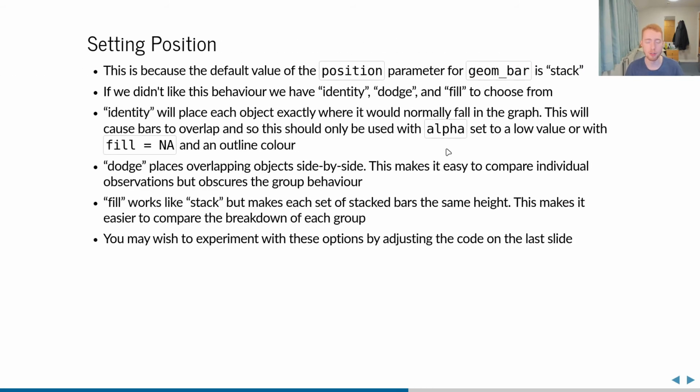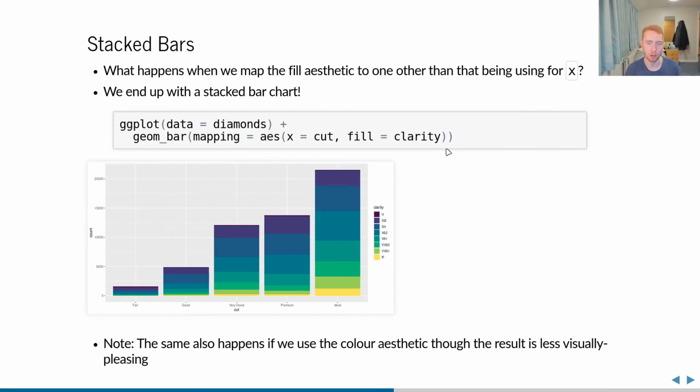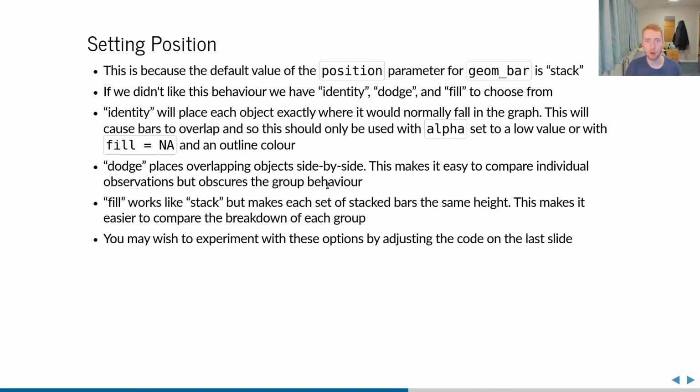Okay, that's good. But what if we didn't want a stacked bar chart? What if we wanted them side by side? Or wanted them to fill the whole height and be proportional? Well, then we can control this by using the position parameter of geom_bar. By default, this is set to stack, which is why things get stacked up.